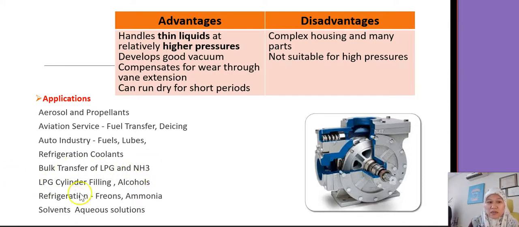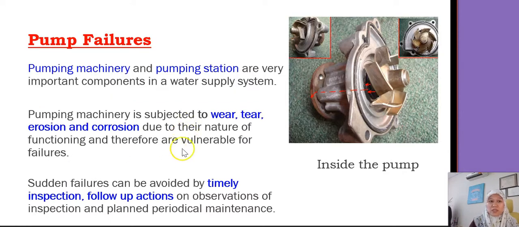And then refrigeration, freon and ammonia. In the fridge, how it circulates and so on. And also solvents. These are the applications. Okay, let's look into pump failure. Pump failure is very important. Pump failure is because of wear and tear, erosion and corrosion. This is the main thing that happens. These are the main failures in the pump. That's why timely inspection and follow-up action for the pump is needed.